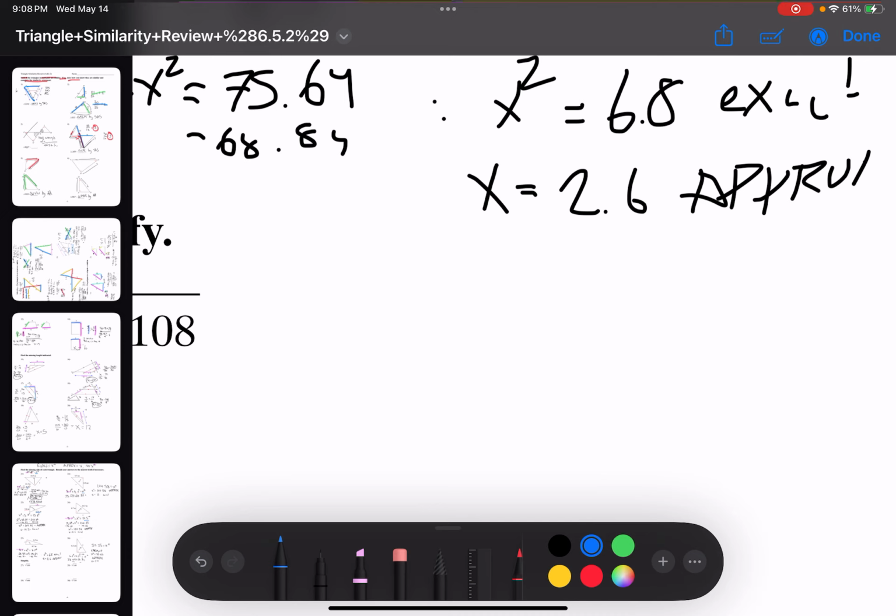Let me Google the definition of prime number. Natural numbers that are divisible by 1 and only the number itself. And they're positive integers, like positive numbers. So some of the prime numbers are going to be 2, 3, 5, 7, 11.